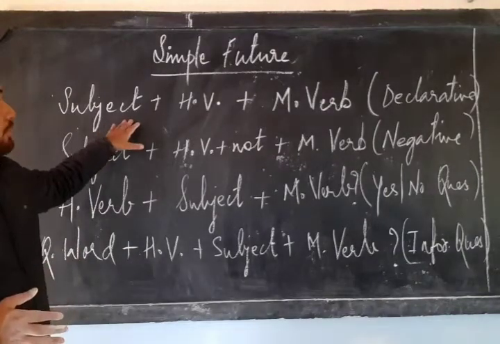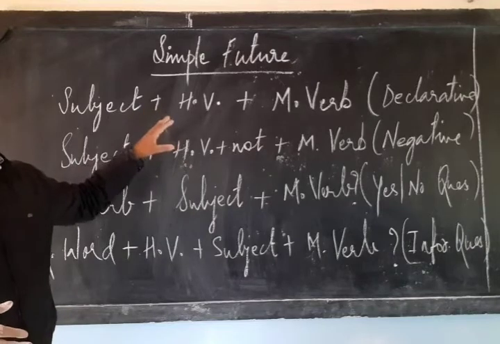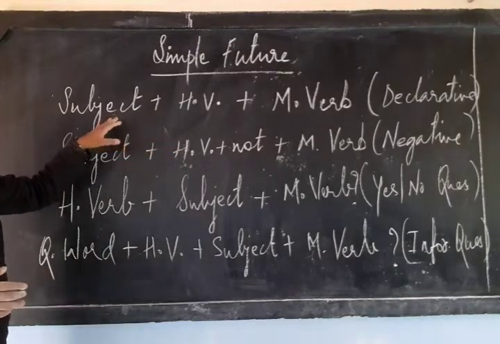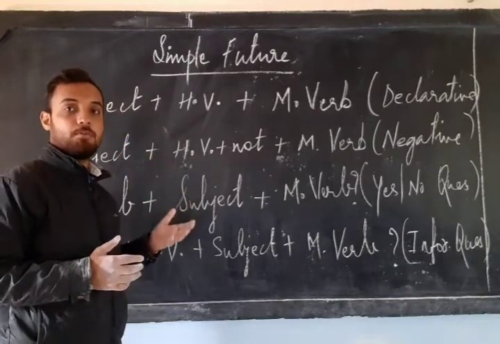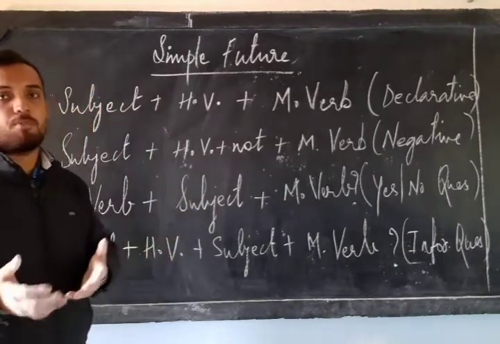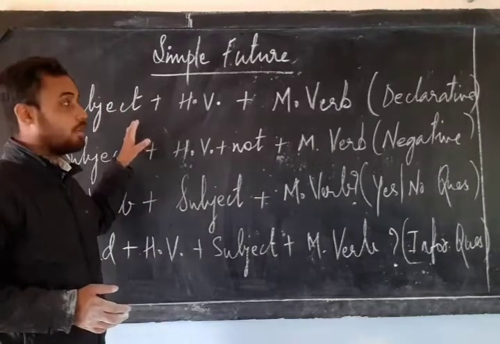The topmost structure that is written over here is meant for the declarative sentence, where we have the subject, which can be first person, second person, third person, singular or plural. Okay, the subject can be any, it can be of your choice.